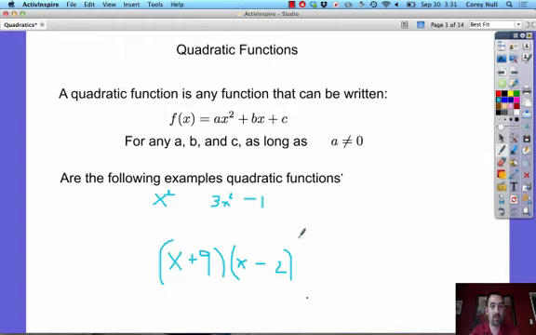So the big thing about a quadratic is that it's got a square. It can't have a cube. It can't have x to the third, to the 4, to the 5. It has to be at the most x squared. There must be a square term. There can only be a squared, not a third, not a fourth.